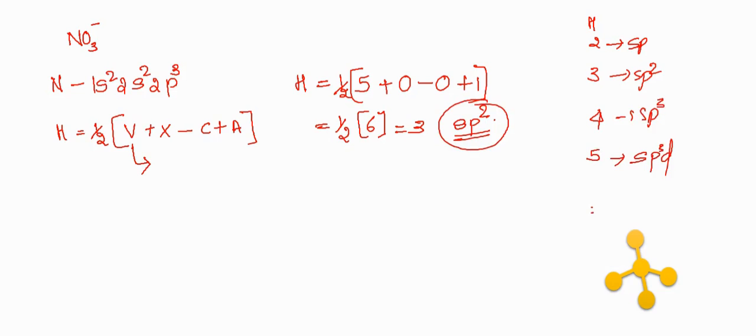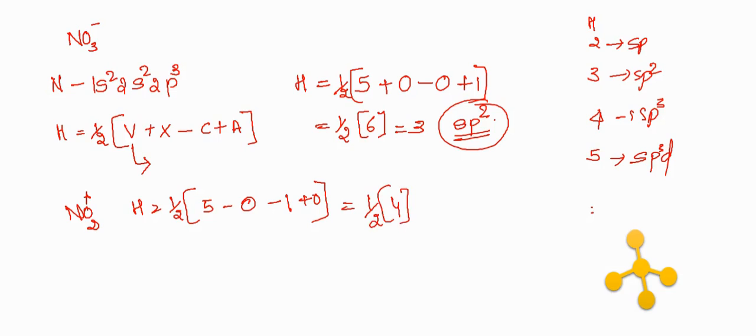Next, we will see in case of NO2 plus. So H is equal to half, valence electrons 5, and monovalent surrounding the atoms, that is 0, and minus 1 because here it is a charge, plus 1, so plus 0. Here again that will be equal to 2 only, right? Half into 4, that is equal to 2. So it is a sp hybridization.